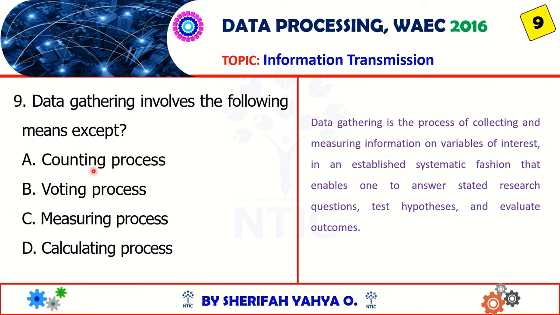When you are counting, in the counting process, you are collating data, you are gathering data. Voting process, there is not any raw data that you are gathering, it's just a process of voting. Measuring process, yes, when you are measuring something, you are collecting data. Calculating, also, you are gathering data. The odd one here is B, voting process. So therefore, our answer is B.